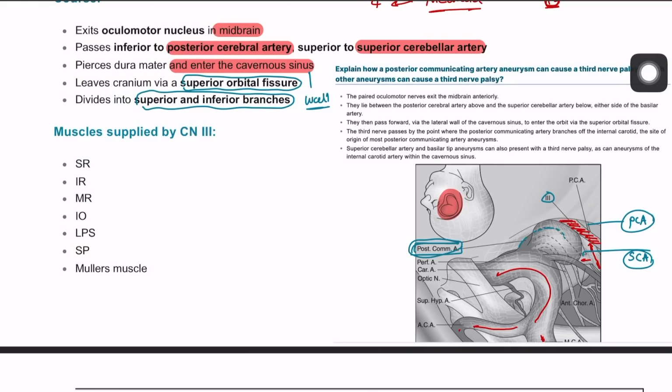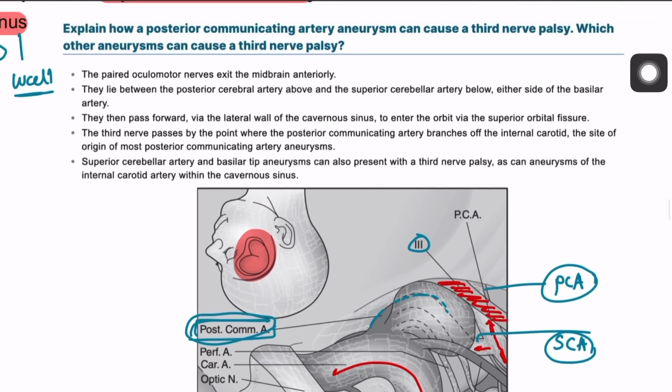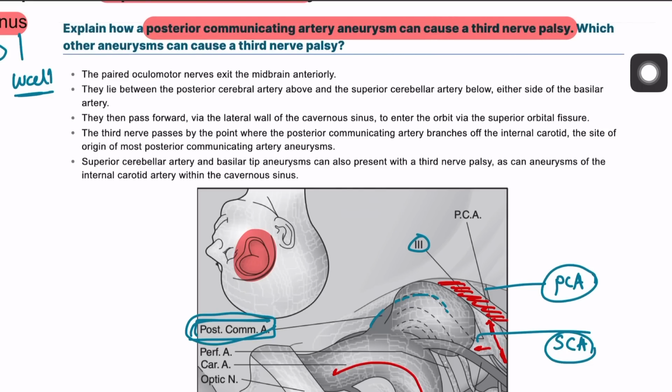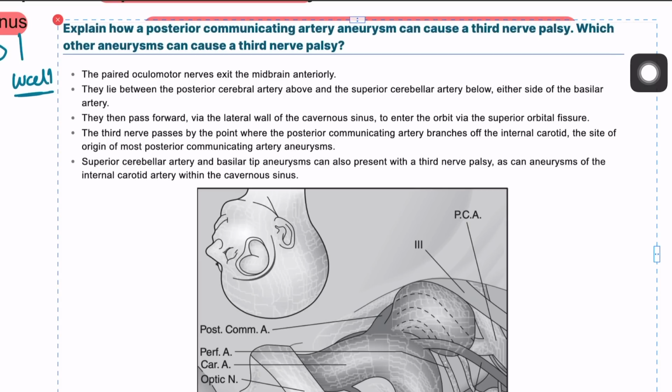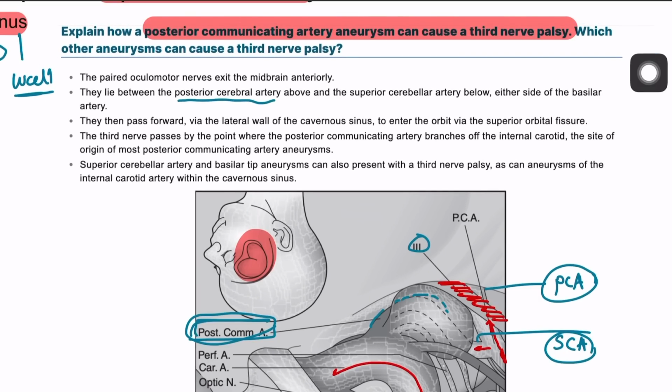oculomotor nerve. Okay, there is a question in here asking how a PCOM aneurysm can cause third nerve palsy. We mentioned the course: the oculomotor nerve arises from the midbrain and passes between two arteries, the posterior cerebral artery and the superior cerebellar artery.